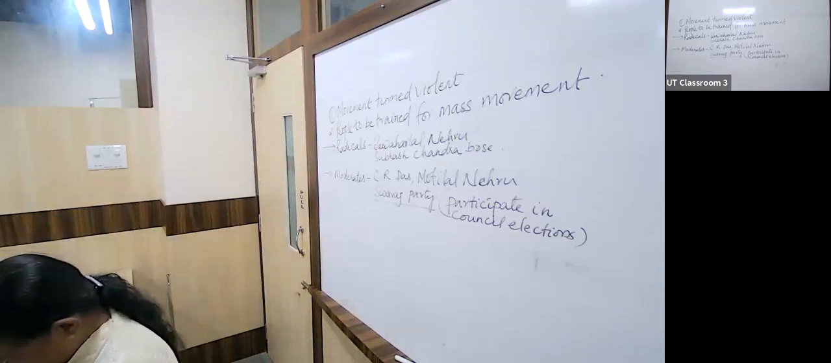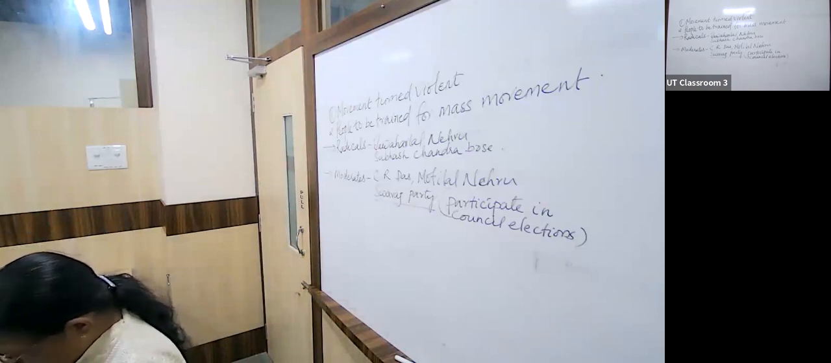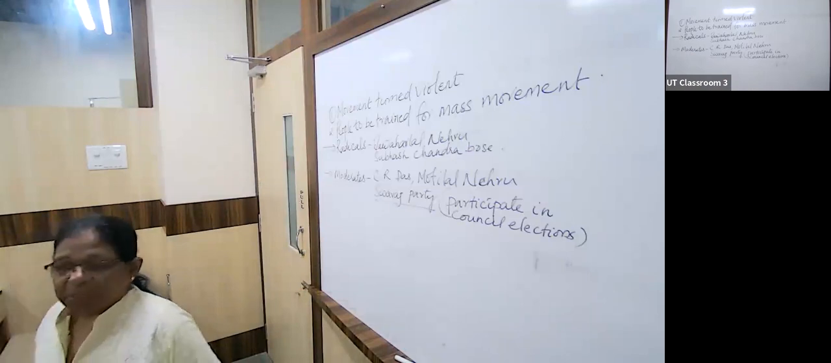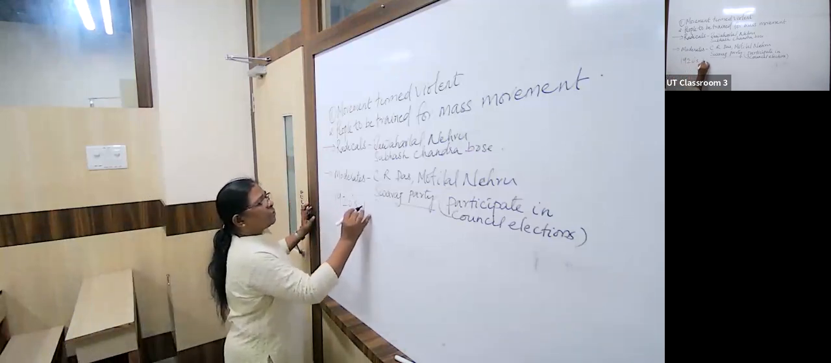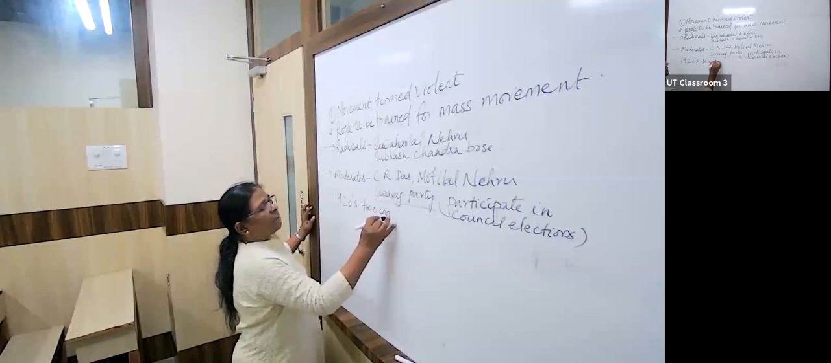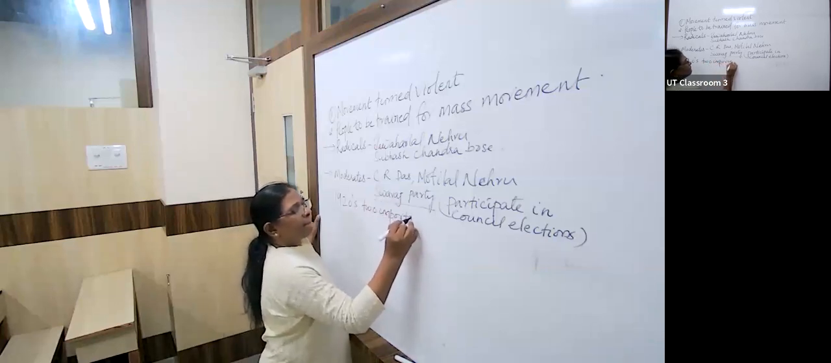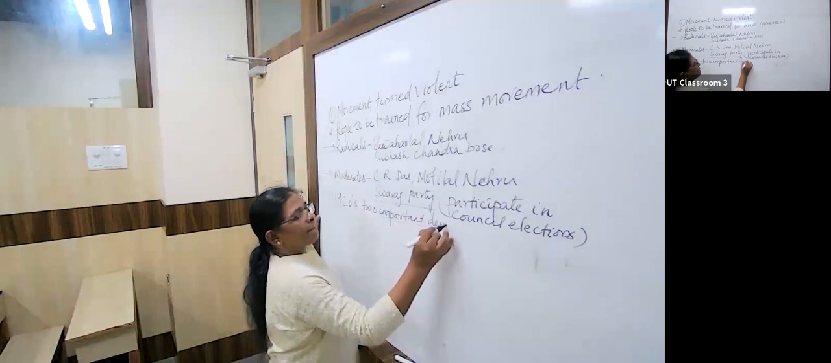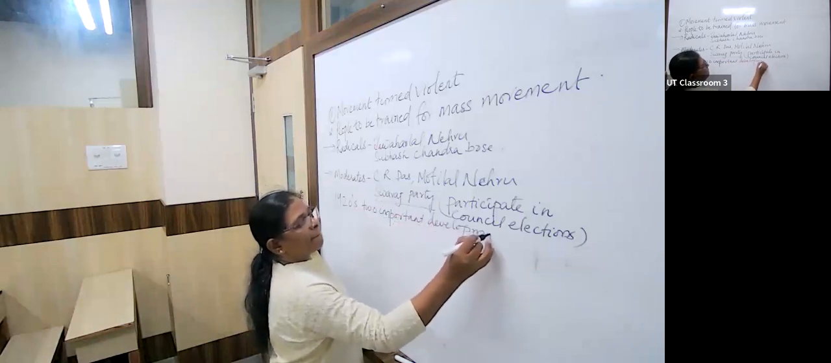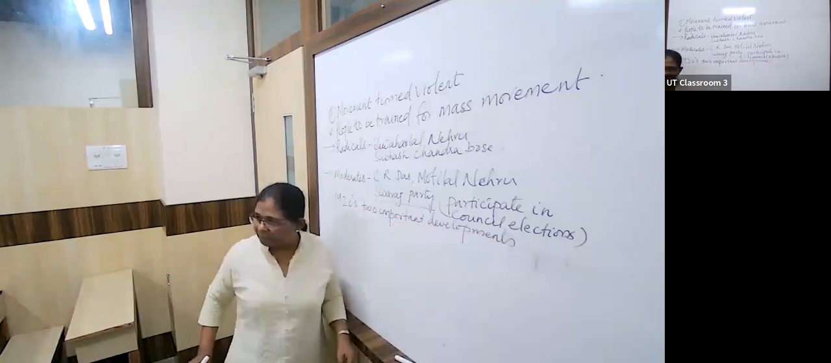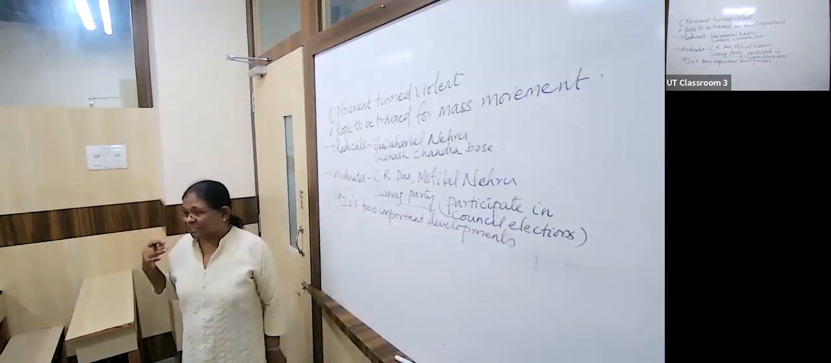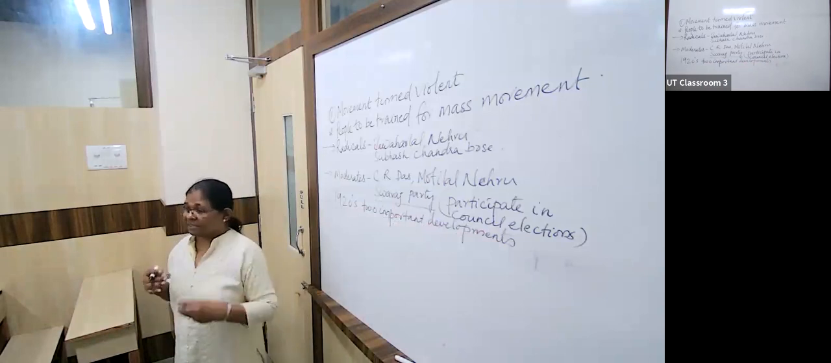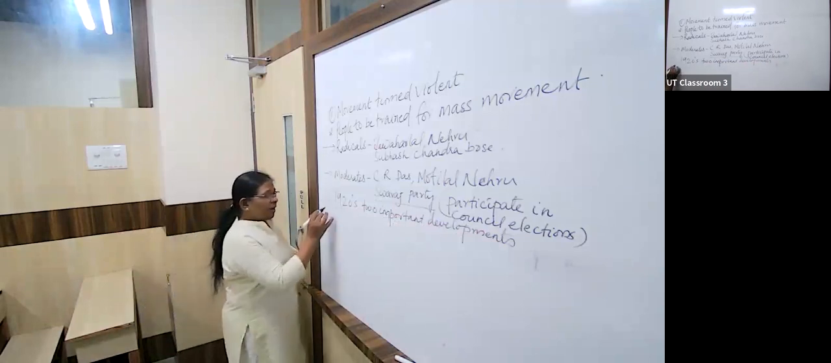Now what happened to this one? By the time of the 1920s, two important developments had taken place that changed the nationalist movement, or that affected the nationalist movement.